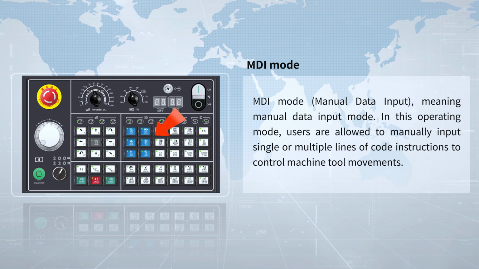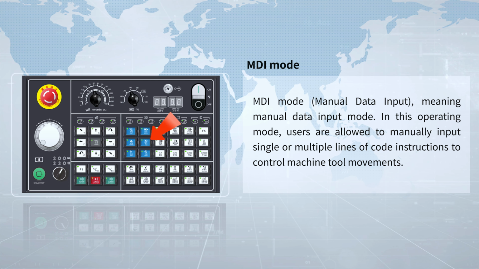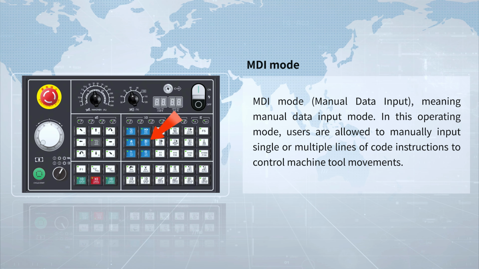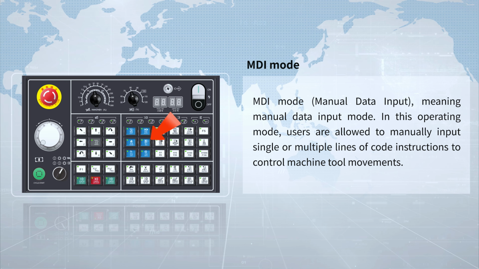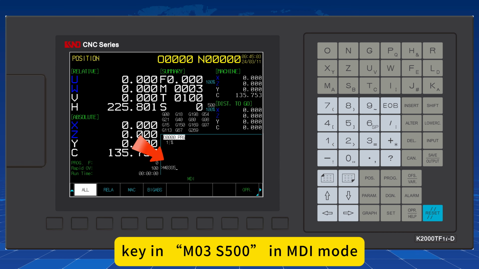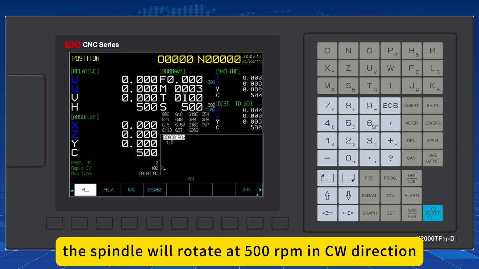MDI mode, meaning manual data input mode. In this operating mode, users are allowed to manually input single or multiple lines of code instructions to control machine tool movements. For example, key in M03S500 in MDI mode. After pressing the cycle start button, the spindle will rotate at 500 revolutions per minute in CW direction.